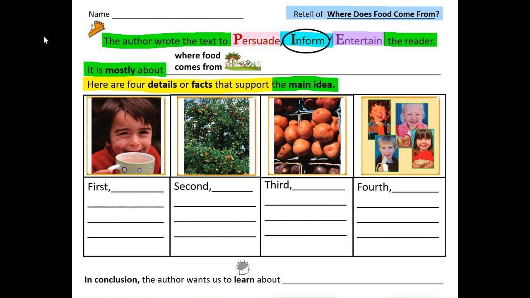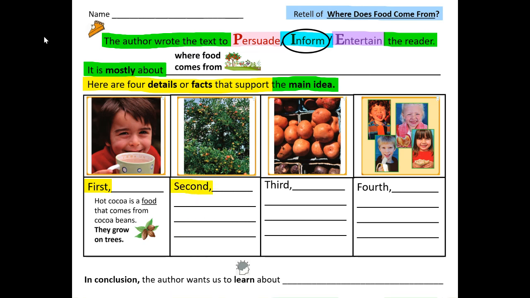Here are four details or facts that support the main idea. So we're going to slow down. First, where do cocoa beans or where does hot chocolate come from? Well, hot cocoa is a food that comes from cocoa beans. Cocoa beans grow on trees.